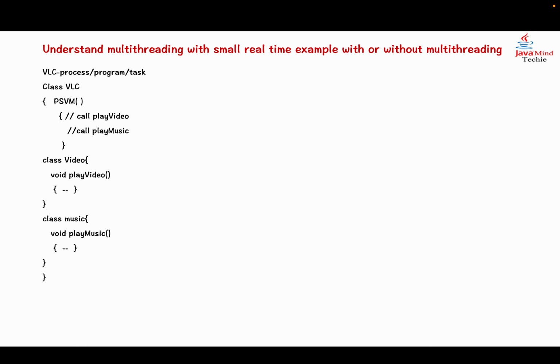Without using multi-threading, I am explaining this. First, the play video method will be called and executed for 1 hour. Once it is done, then play music will start, and again it will take 1 hour. So guys, tell me, a 1 hour video is taking 2 hours: 1 hour for video, 1 hour for music. Is it correct?